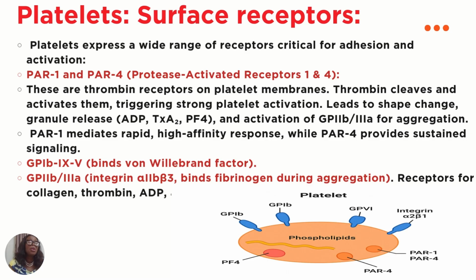We have other receptors on the surface of platelets that are involved in platelet adhesion, activation, and aggregation. We have a complex of receptors called glycoprotein 1b, 9, and 5 that binds von Willebrand factor. And we also have an integrin, alpha 2b beta 3 integrin, also called glycoprotein 2b 3a, that binds fibrinogen during aggregation and also serves as a receptor for collagen, thrombin, and adenosine diphosphate.